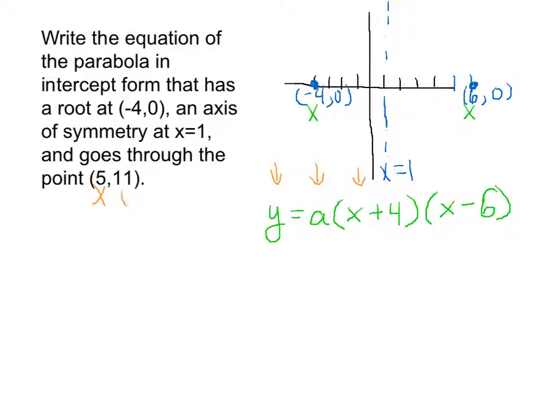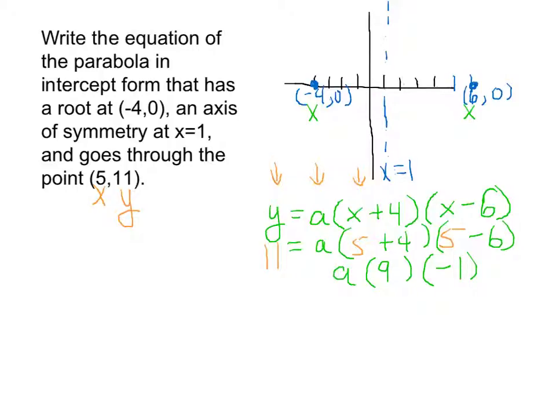So let's look at this. We know that we have a point (5, 11), so we have an x and y value. X is 5 and y is 11. So everywhere you see an x and y, let's substitute. Y is 11, x is 5, x is 5. Now it's time to solve. 5 plus 4 is 9, times 5 minus 6 is -1, times a equals 11. 9 times -1 is -9, times a is -9a equals 11.